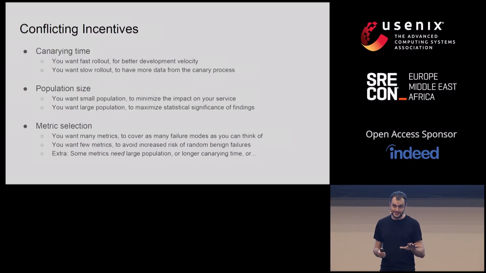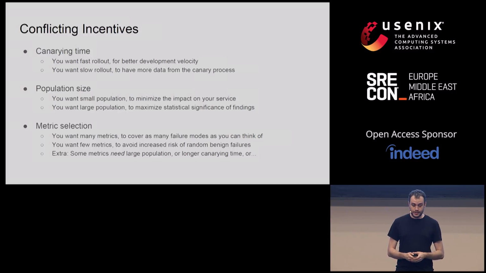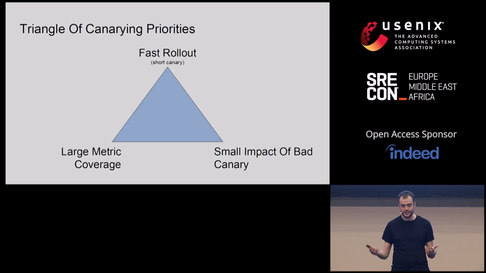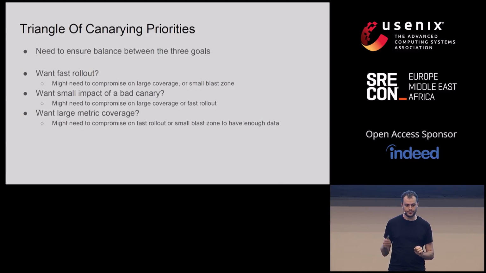So to make this slightly more complicated, some metrics, inherently to their principle, require more replicas or more time. So you can think of it as a triangle of canarying priorities. You want fast rollout or short canary, you want small impact of a bad canary, and you want a large metric coverage. This is not quite a choose-two situation. You need to balance these three goals.